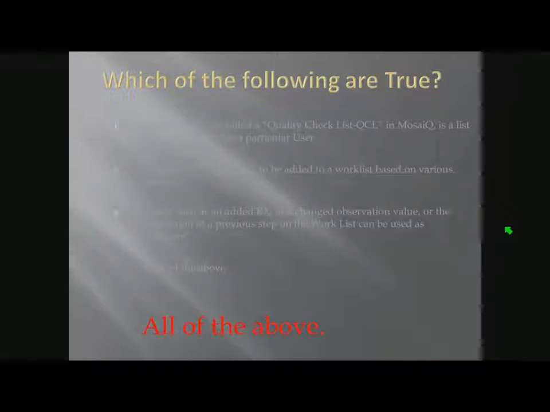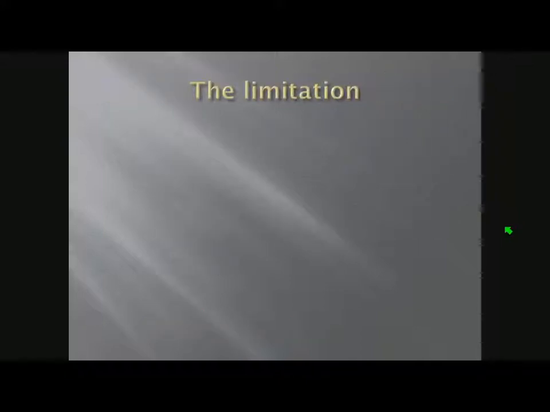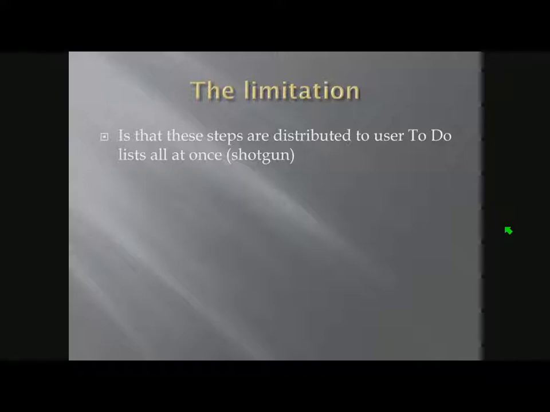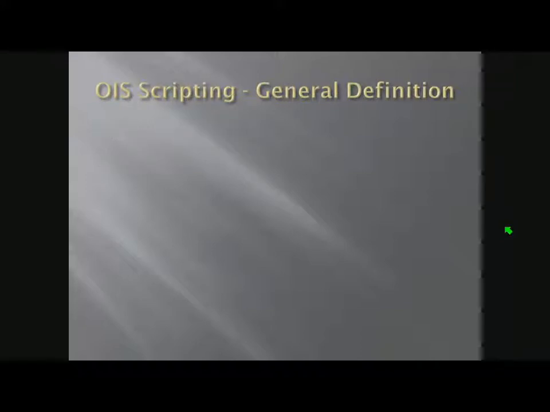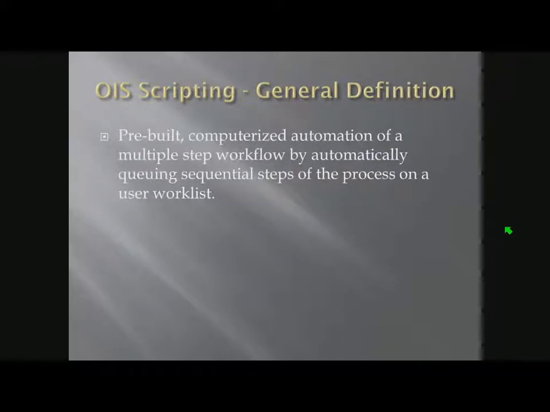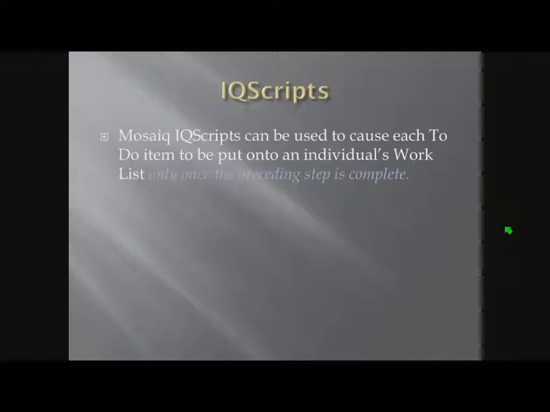All right, so we're all still answering the easy questions. So a limitation of that approach is that these steps are distributed to users' to-do lists all at once, even though some can't be completed until the preceding step is done, and that's where something called scripting can come in. By scripting, I mean pre-built computerized automation of a multiple-step workflow by automatically queuing sequential steps of the process on a user work list.